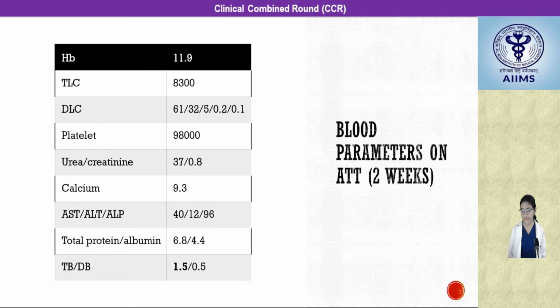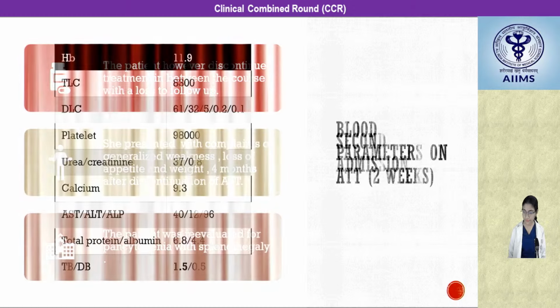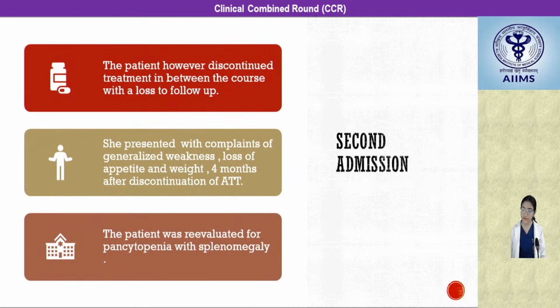At the end of 2 weeks of ATT, we find that her hemoglobin had improved to 11.9, total leukocyte count had improved to 8,300, and her bilirubin had reduced as well. And platelet count had also improved. Patient, however, had discontinued treatment in between the course and was a loss to follow-up. She once again presented to us with generalized weakness, loss of appetite, and weight loss for the last 4 months after discontinuing ATT. Patient was admitted and re-evaluated.